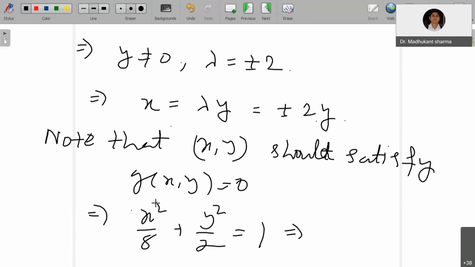So this is going to be 4y square by 8, and 4 by 8 is 1 by 2. So y square by 2 plus y square by 2 gives y square equals 1. This will give you y equals plus minus 1. So y equals 1, x equals 2. y equals minus 1, x equals minus 2. So this will give you 2 points.